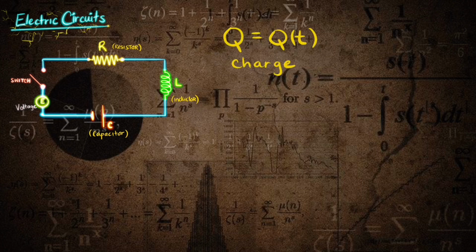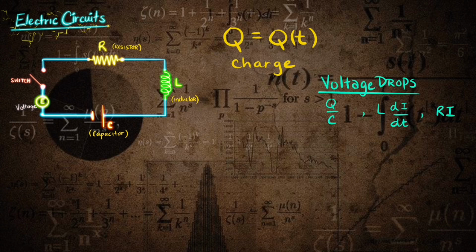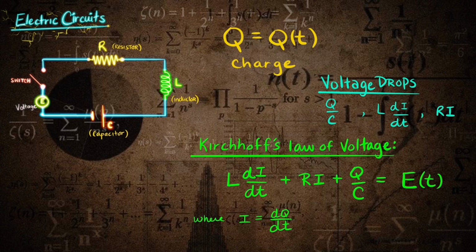Q stands for a charge, and a charge moving through an electrical circuit. Voltage provided by a battery will experience voltage drops throughout the circuit at each of the resistor, the inductor, and the capacitor given here. And since the sum of the voltage drops has to equal the total voltage given by the battery, we have Kirchhoff's law giving us the voltage, and this equation here is a first-order differential equation.